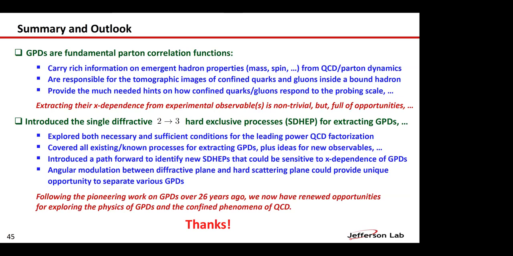They come in the amplitude, but the opportunities depend on a new observable, because we would like an observable with an external measurable variable that will be entangled with this internal variable x dependence of the GPDs. In this talk, together with my collaborators in a number of papers, we introduce a class of processes known as single diffractive 2 to 3 hard exclusive processes to extract the GPDs. This process is actually very generic. We can cover all known existing processes in the same framework, and we can understand the proof of factorization in a much simpler way in our approach.